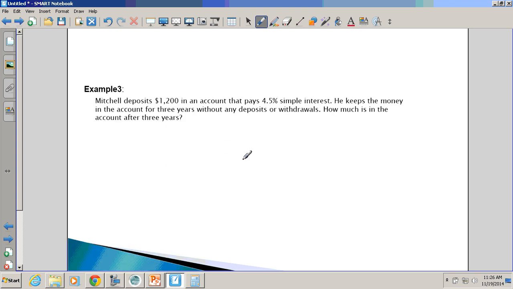So, example 3. Try this one on your own. Okay, so he's depositing $1,200 in an account. It's going to pay 4.5% simple interest. So that's simple interest. As soon as I see that, I know I'm going to use the simple interest formula, which, if you go back, is principal times rate times number of years, time.